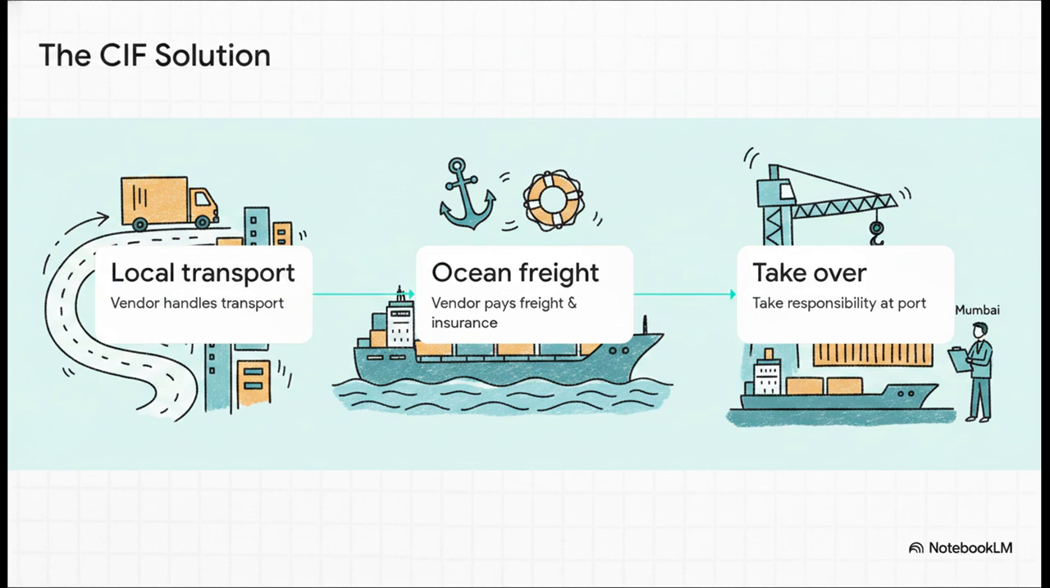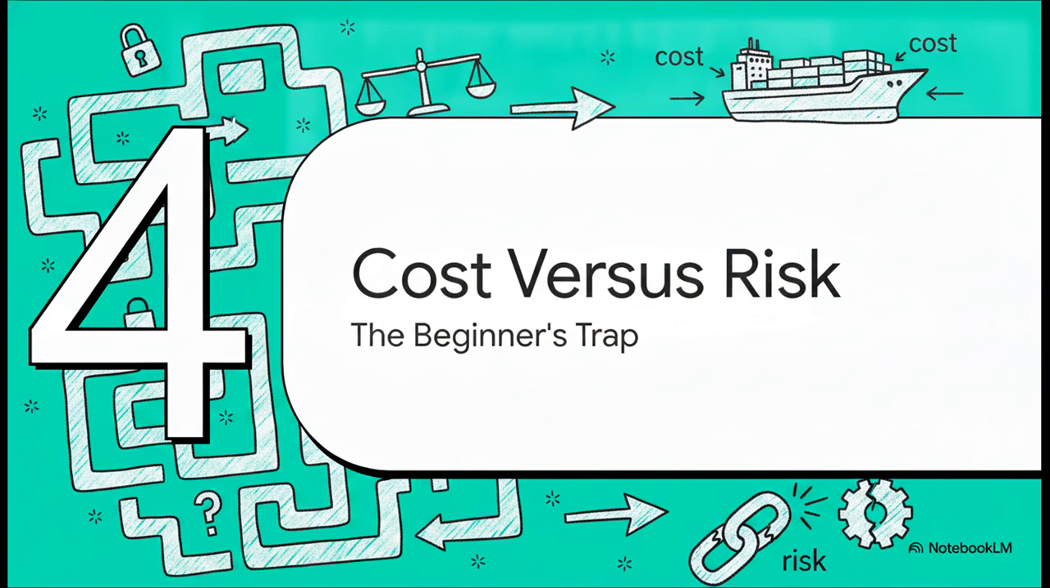But watch what happens if she simply changes that contract to CIF. Under the CIF solution, her supply chain is vastly simplified. Step 1, the European vendor handles all their own local transport. Step 2, the vendor pays the ocean freight and buys the marine insurance. The ship just sails right to Mumbai. RIA only steps in at Step 3, taking over responsibility once the steel safely arrives at the Mumbai port. By making transport and insurance the vendor's responsibility, she completely streamlines her workload. A total game changer. Now for the confusion buster.